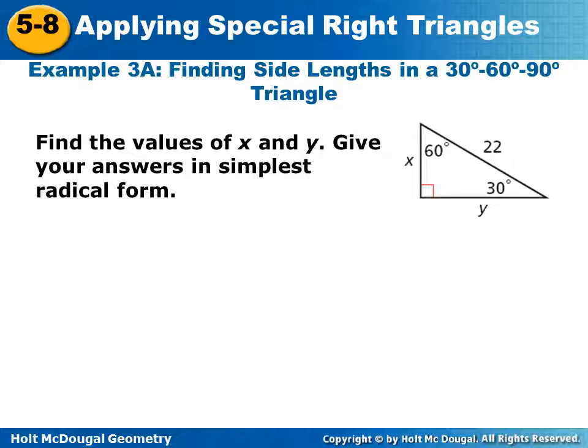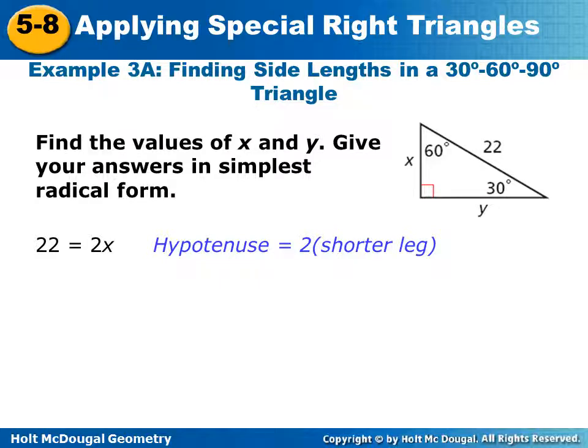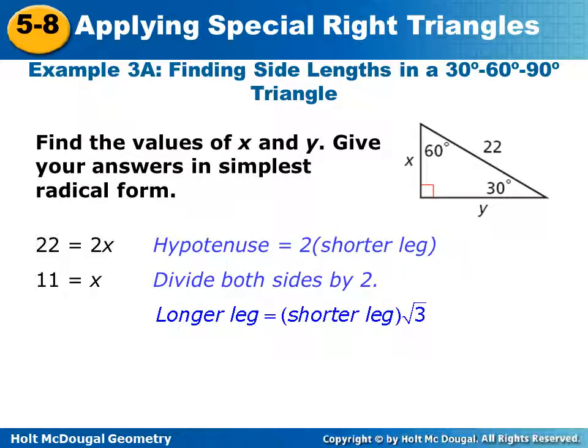Here we want to find the values of x and y and give our answers in simplest radical form. The hypotenuse is twice the shorter leg. The hypotenuse is what's given to us because it's across from the 90-degree angle, so that's equal to 22, and we'll make x equal to the shorter leg. So 22 equals 2x. We divide both sides by 2 and find that x is 11. Remember, the long leg is equal to the short leg times radical 3. The short leg was 11. So this will be y equals x radical 3, and x was 11, so y is equal to 11 radical 3.